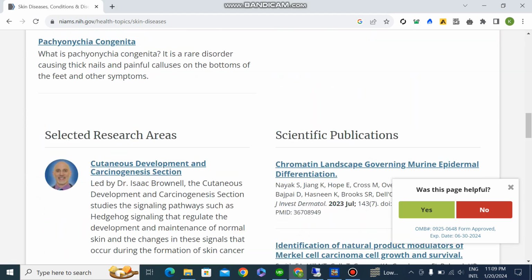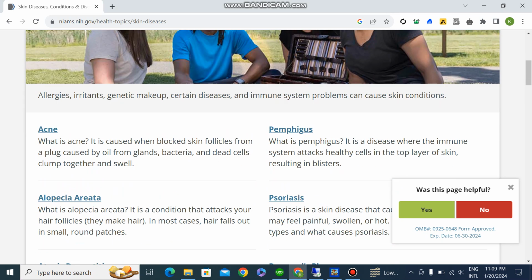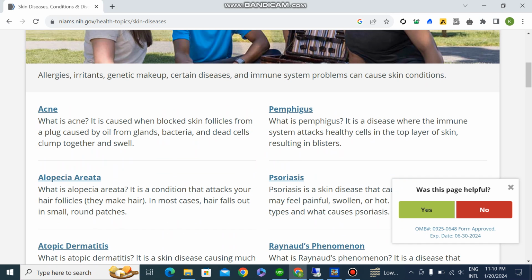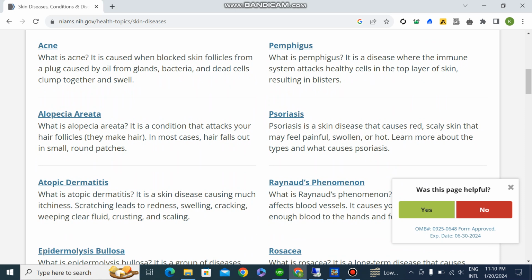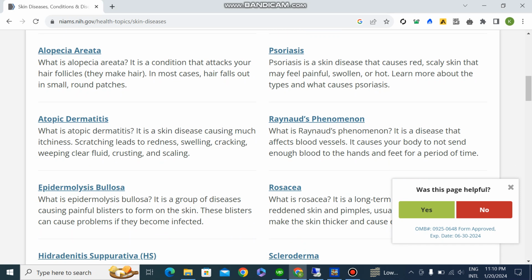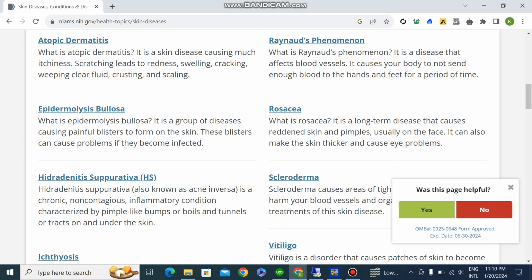So there are different skin disease types like acne and pemphigus. So what is pemphigus? It is a disease where the immune system attacks healthy cells in the top layer of skin, resulting in blisters. What is psoriasis? It is a skin disease that causes red, scaly skin that may feel painful, swollen or hot. Atopic dermatitis is a skin disease causing much itchiness; scratching leads to redness, swelling, cracking, weeping of clear fluid, crusting and scaling. What is rosacea? It is a long-term disease that causes reddened skin and pimples, usually on the face. It can also make the skin thicker and cause eye problems.